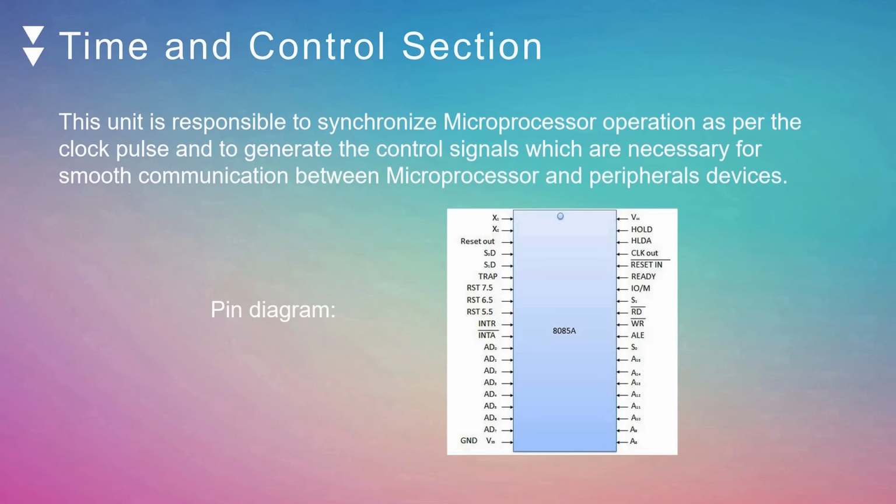Next, we have the timing and control section. This unit provides timing and control signals to the microprocessor to perform various operations. It has three control signals and it controls external and internal circuits. It operates with reference to a clock signal.